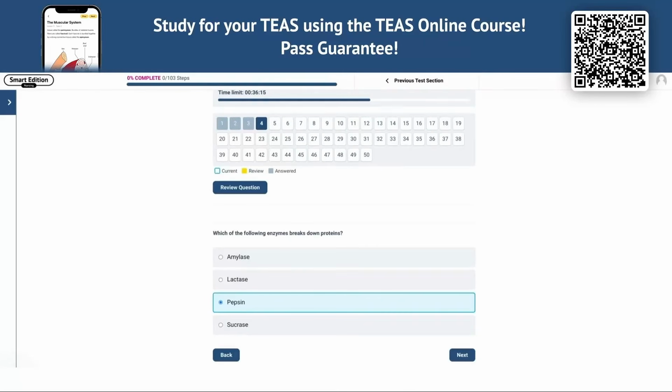That's why it's incorrect. And lastly, sucrase is an enzyme that breaks down sucrose, which is basically table sugar, into simpler sugars, which are for example, like glucose. Therefore, pepsin is the right answer because it's the only enzyme, at least on this list, that breaks down proteins.